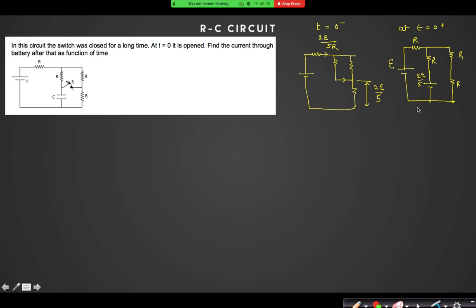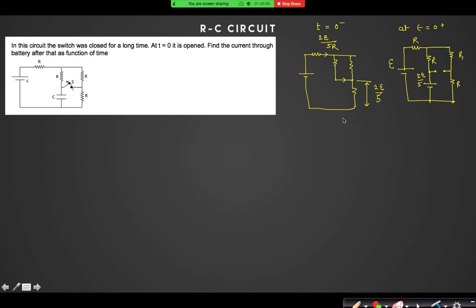Tell me yes or no. Sir, but that switch will be closed? No, it is not closed. It is open, at t equal to 0 it is open. Okay.